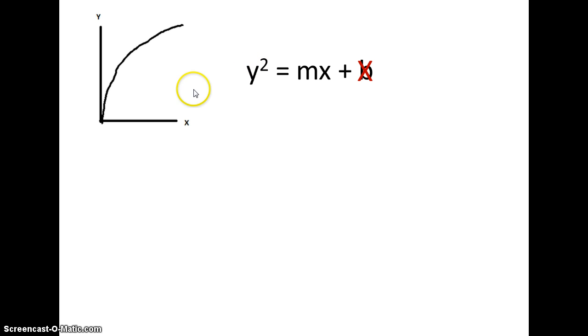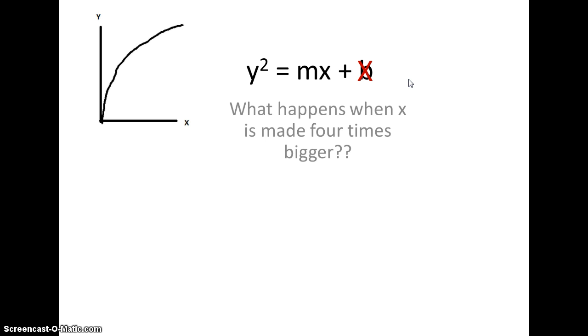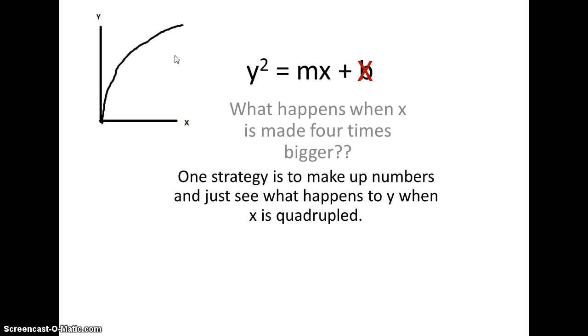But for a lot of us, it's not enough just to see the graph and to see the equation. We need a strategy. So I want to give you one strategy. And the sample I want to use is to ask, what happens when x here is made 4 times bigger? We know that as x gets bigger, y gets bigger, but it doesn't get bigger directly. y doesn't get 4 times bigger. So we need a strategy here. And one of my favorite strategies is just to make up numbers and just see what happens.